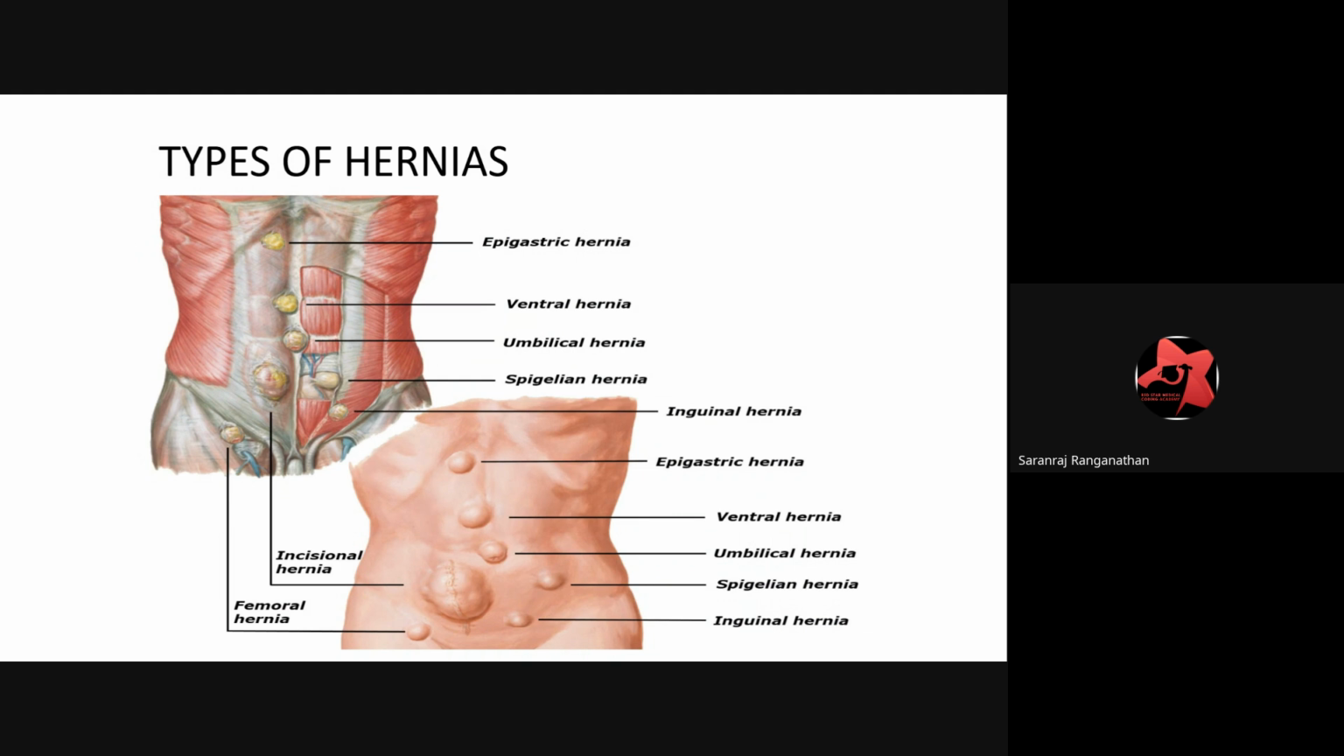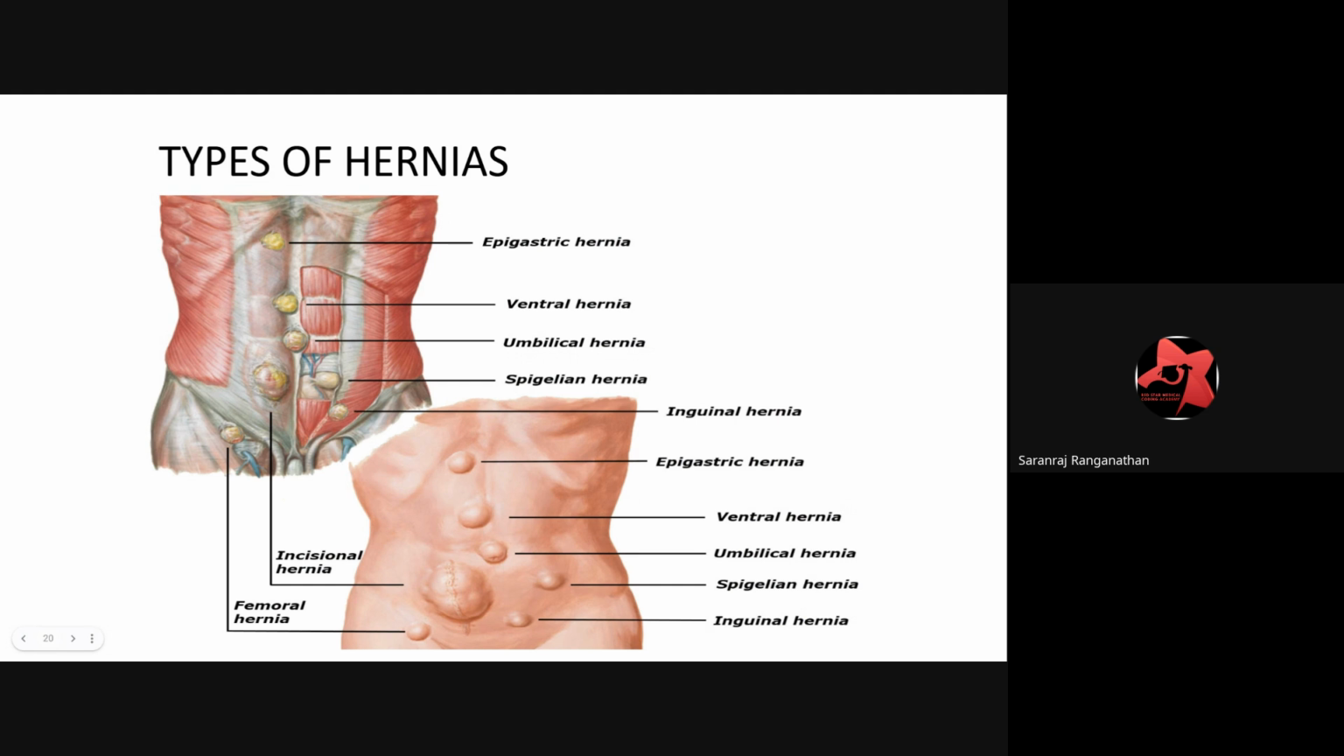If it occurs in the epigastric area, it is an epigastric hernia. If it happens in the ventral muscle area, that is a ventral hernia. If it occurs in the umbilical area, that is an umbilical hernia. Umbilical hernia means some people get a ball-like structure in the umbilical area. Then Spigelian hernia will be at the side of the umbilicus. Then the next one, inguinal hernia, which they have given here in images. Below the umbilical area, an incisional hernia will be there, and if it happens in the femoral area, that is a femoral hernia.